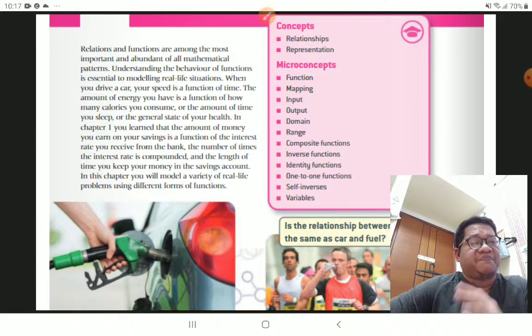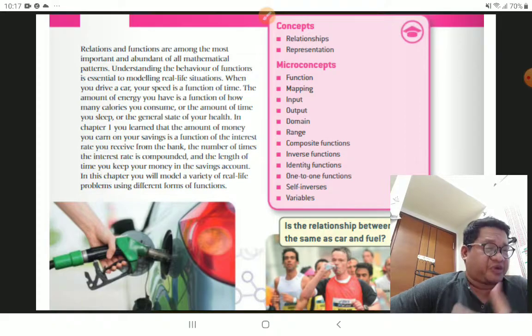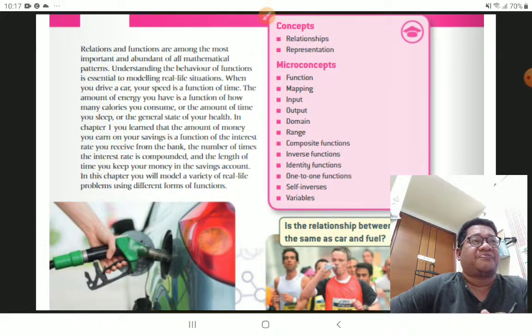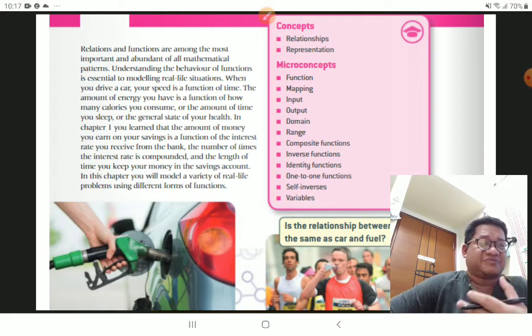Most of this book is actually more on investigation, so I'm going to be asking you to conduct investigations every now and then, and we're going to have presentations. So we are not only enhancing your mathematical skills, but also your language and your investigative skills. That's what we would like to develop.